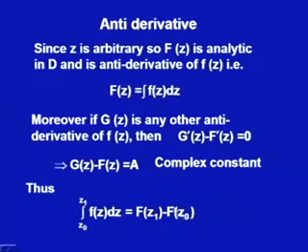Now, you see, if capital G is some other antiderivative, then what will happen is it will actually be capital G of z1 minus capital G of z2. So how do I say this should be capital F of z1 minus capital F of z0 only? You see, what is capital G of z? Capital G of z would be nothing but capital F of z plus a.